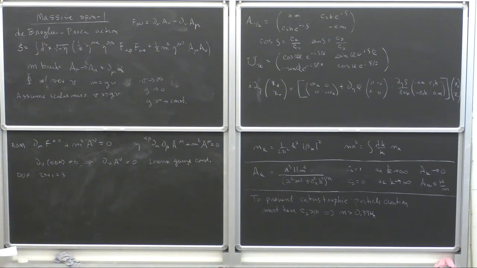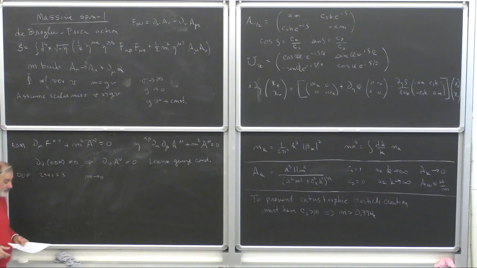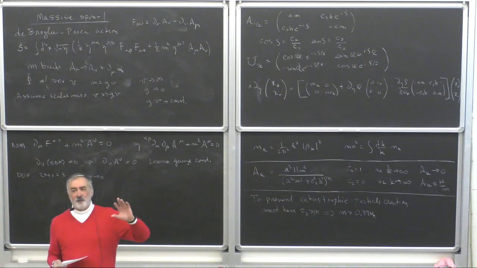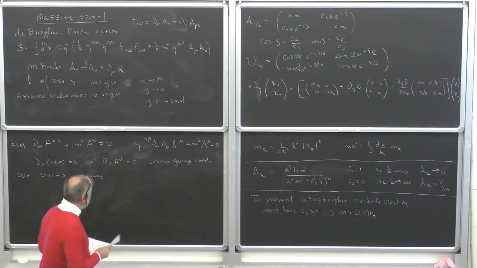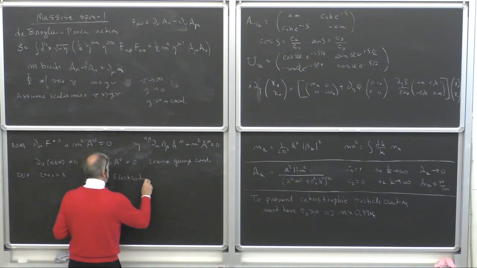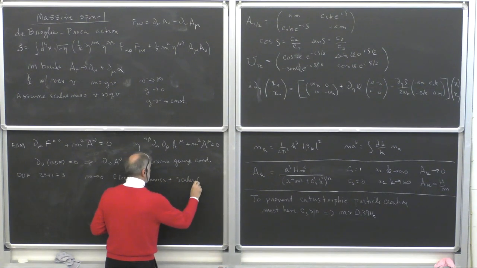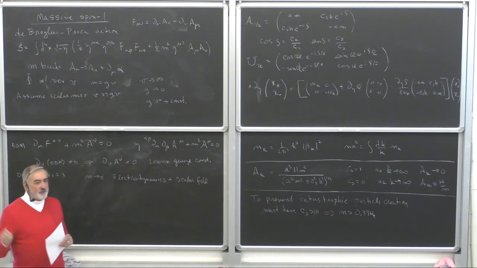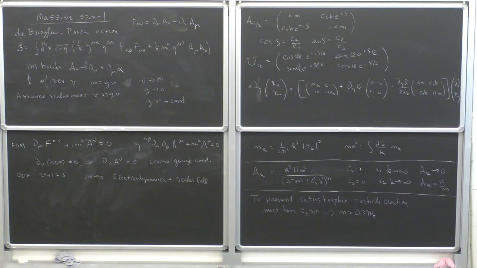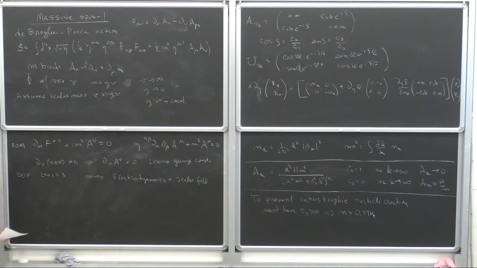Oh, I'd also mention here that if you take the limit of this theory as m goes to zero, you do not recover electrodynamics. You recover electrodynamics plus a scalar field. Taking m equal to zero, this other degree of freedom survives and decouples from A mu, so it's not going to go smoothly to electrodynamics as m goes to zero.